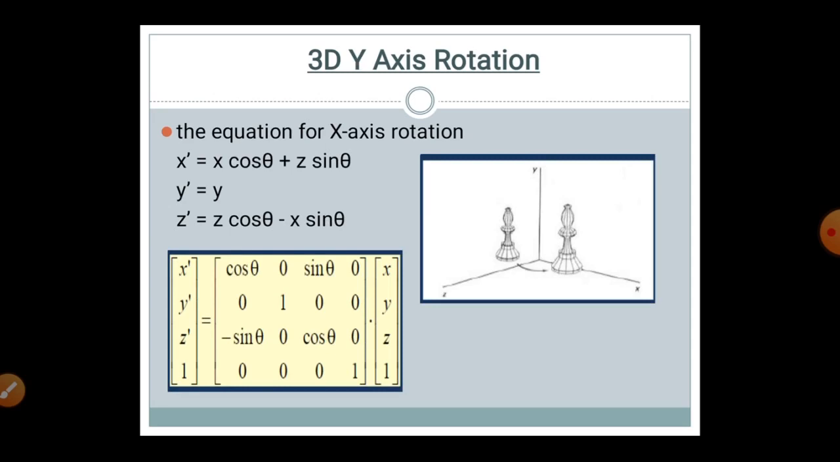similarly for the 3D y axis rotation. The equation for that, where the object or the chessboard queen is moved along the y direction, is nothing but x dash equals x cos theta plus z sin theta, y dash equals y, z dash equals z cos theta minus x sin theta. So here y will be constant, that's why y dash equals y, and the other two are moving with respect to cos theta and sin theta. Then the matrix representation will be like this: x dash, y dash, z dash, 1 equals the matrix cos theta, 0, sin theta, 0; 0, 1, 0, 0; minus sin theta, 0, cos theta, 0; 0, 0, 0, 1, multiplied by the initial coordinates x, y, z, 1.